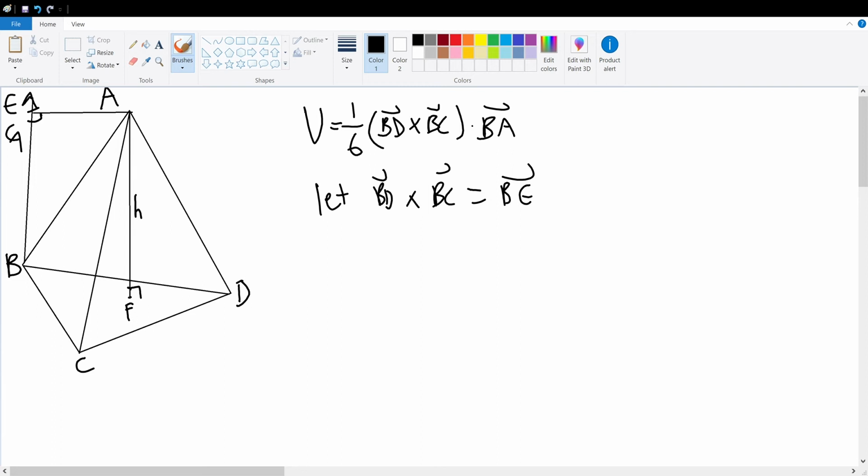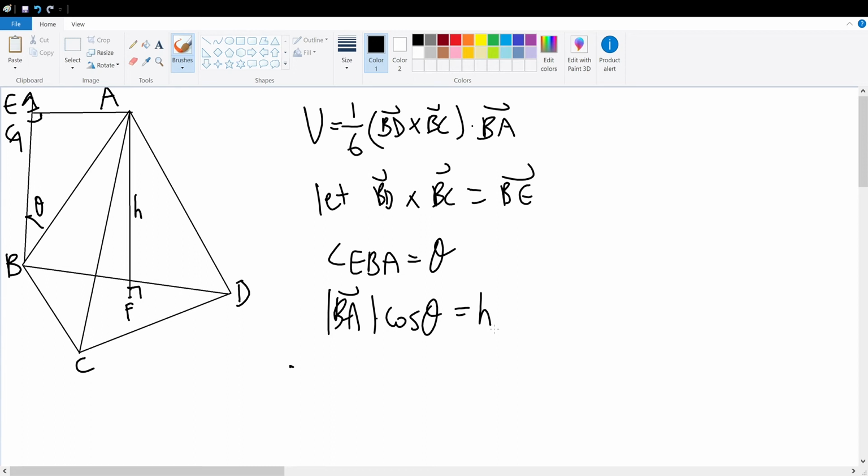From here, we can let angle EBA be equal to the value of theta. That would be its angle. We can then find that BA vector's magnitude multiplied by the cosine of theta will give us the height. Remember, AEB is a right triangle.